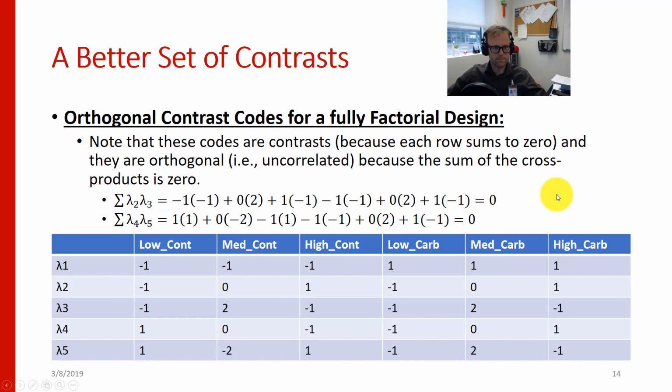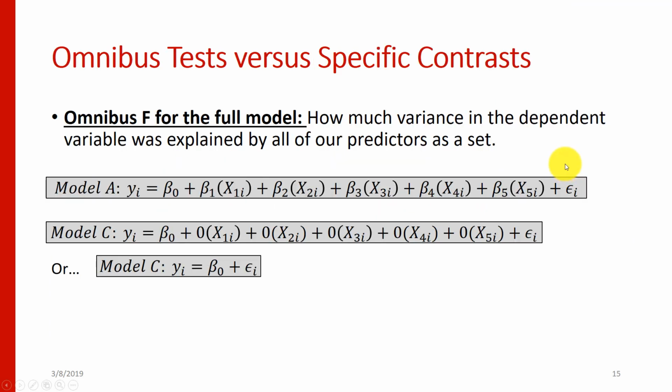All right, so now that we have all of our different contrasts in place, we can ask several different questions that we're interested in order to test the effects of both diet and exercise in our study. So the first thing that we'll get is an omnibus F-test for the full model. And that's going to tell us how much variance in the dependent variable was explained by all of our predictors as a set.